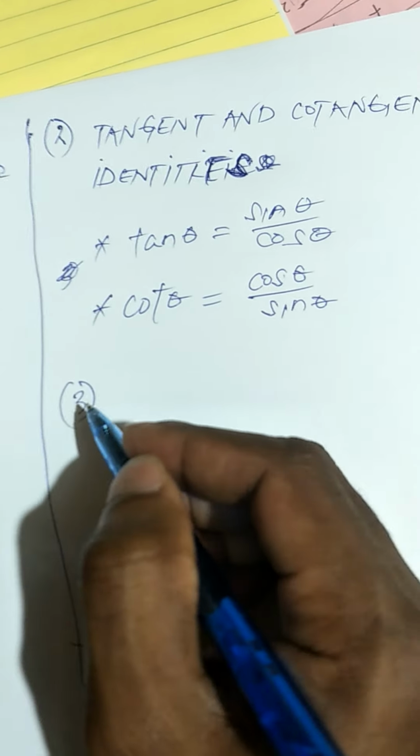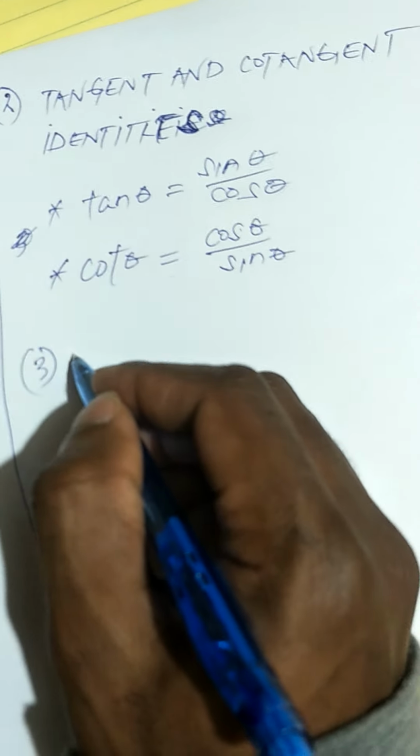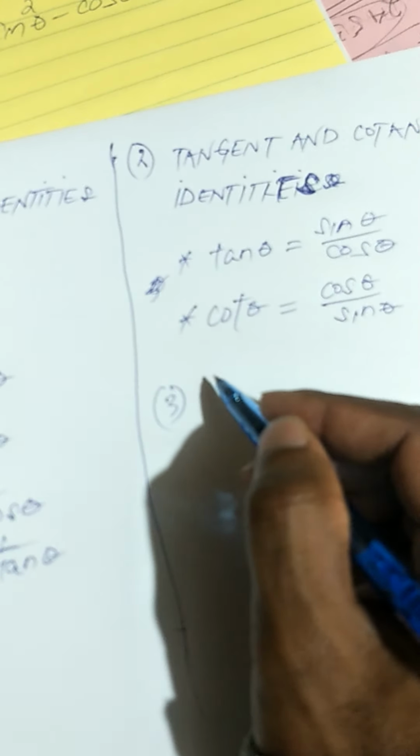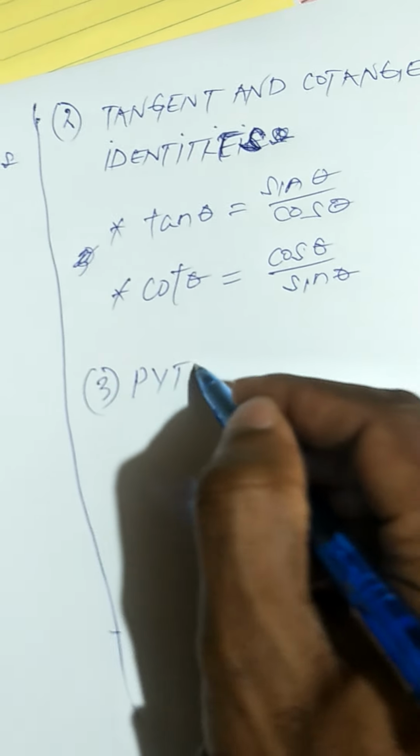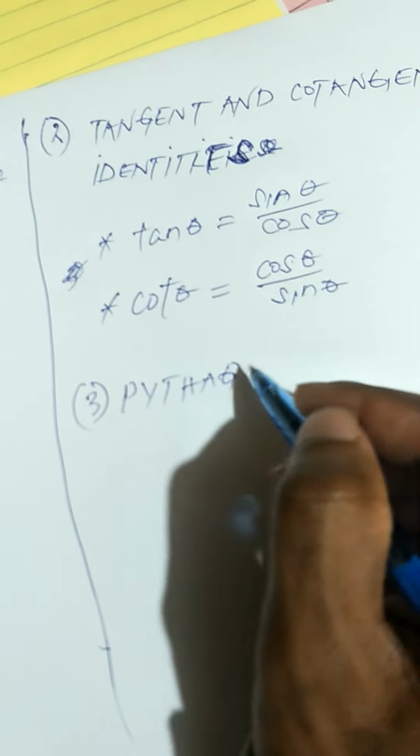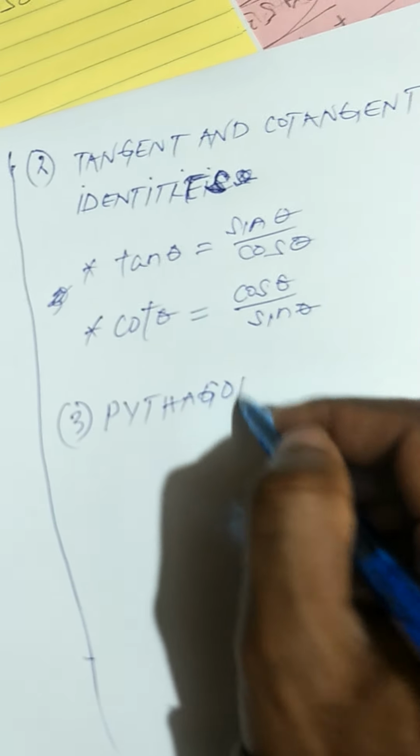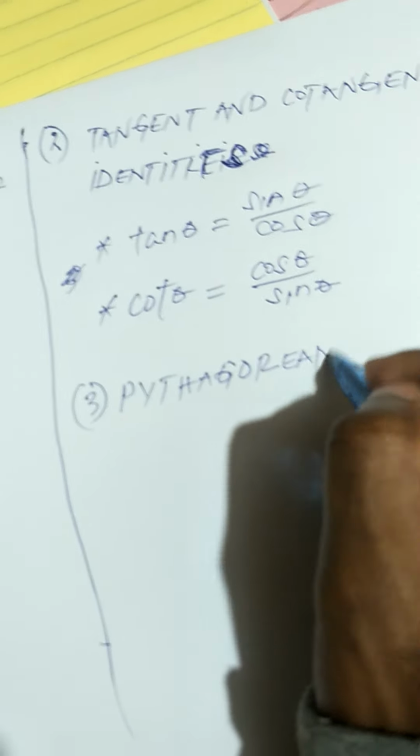And number 3 is called the Pythagorean theorem or identities.